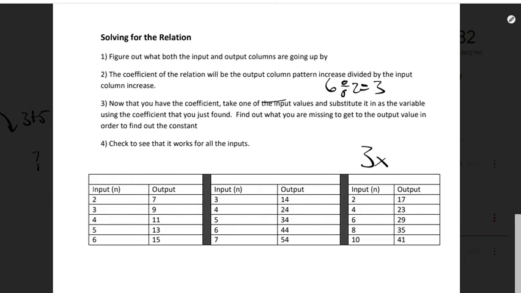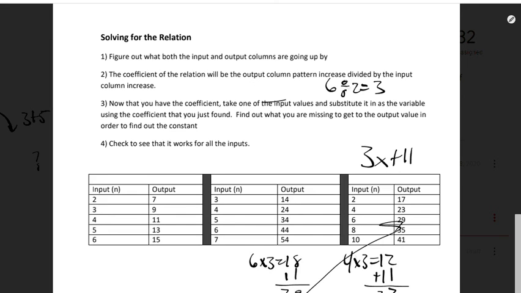And so now I tried, 3 times 2 is 6. How does 6 become 17? I need to add 11. So I see if that works for all of them. Try the 4. 4 times 3 is 12. Plus 11, yes, it's 23. Try 6. 6 times 3 is 18. Plus 11 is 29. And so it does work. Okay, so hopefully that helps you out.